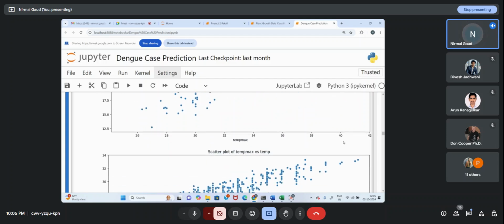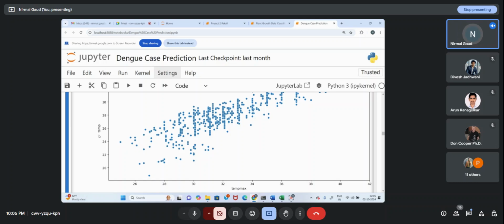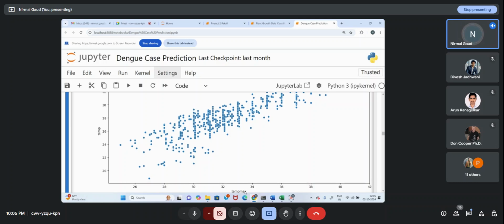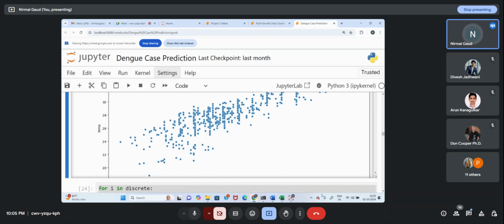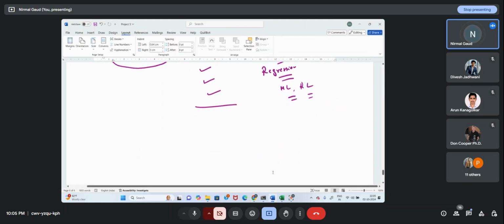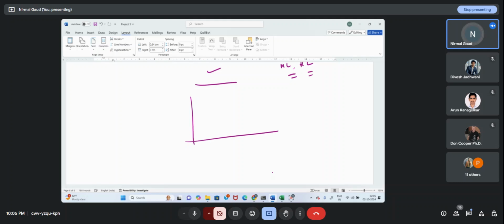So here it is. You can see there is a relationship between temperature and temperature max. You can see a line. So what I am looking at in this particular case is the behavior of the features x1 and x2.